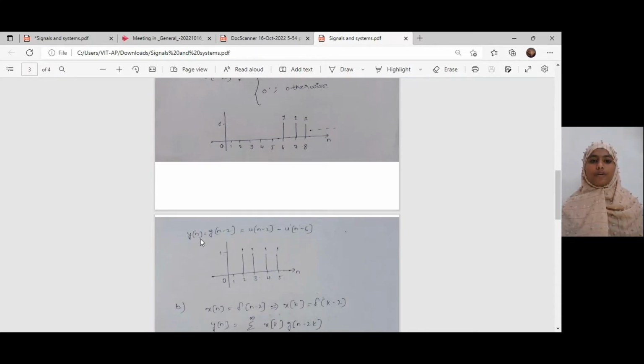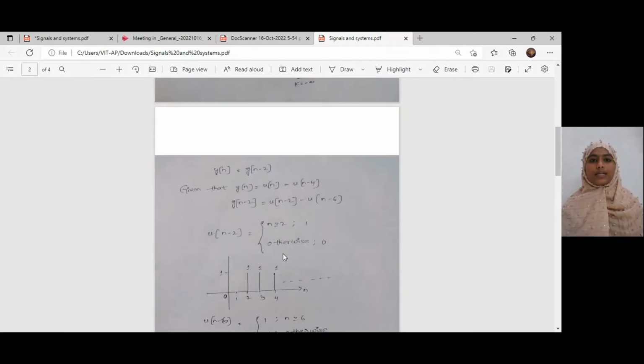The final equation is y of n equal to g of n minus 2 equal to u of n minus 2 minus u of n minus 6. Here we are subtracting u of n minus 6 from u of n minus 2. The plot will look like this for this y of n equation.